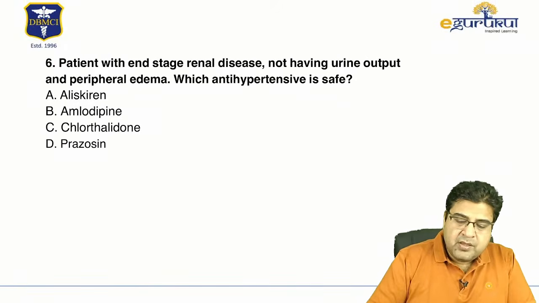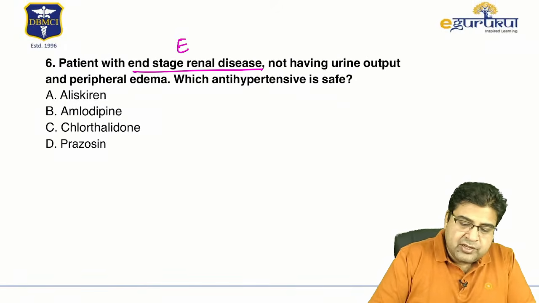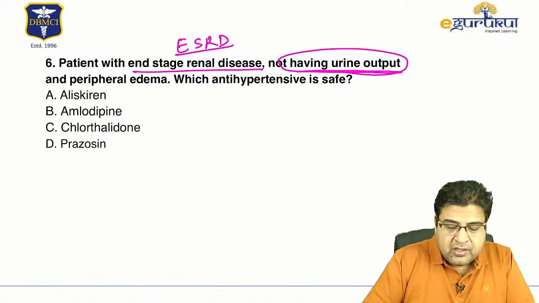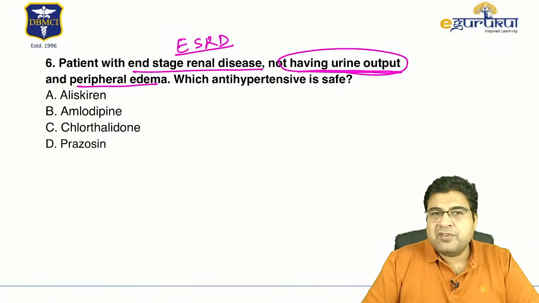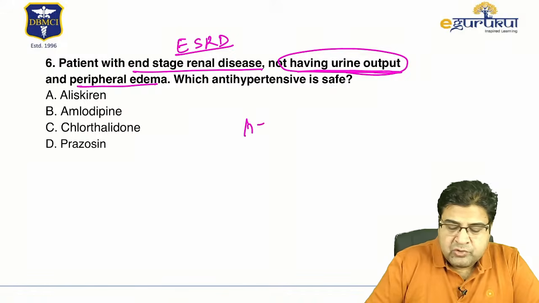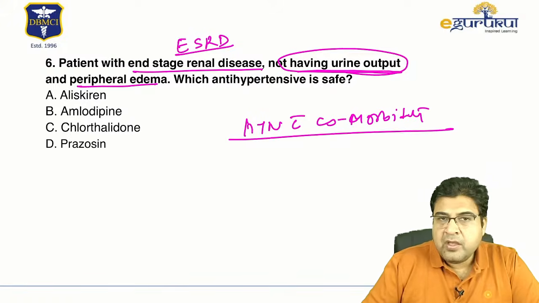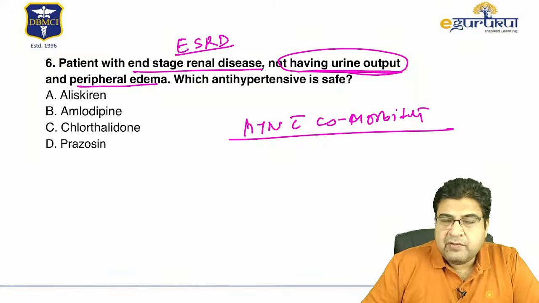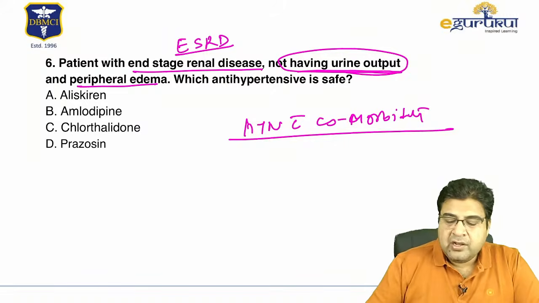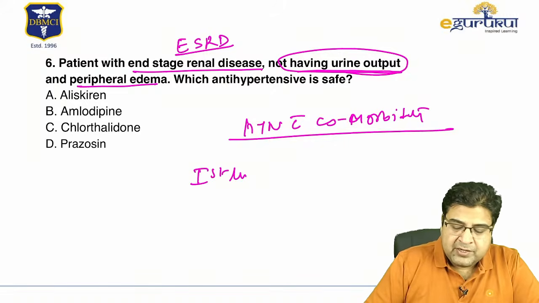Question number 6. The patient is in end stage kidney disease, not having urine output, and has got peripheral edema. So which antihypertensive is safe? Guys, whenever this question is asked, the patient has hypertension with comorbidity. Please remember in MCQ, if any drug is given to you which does not belong to a class of first line drug, like we have the 3 first line antihypertensives.